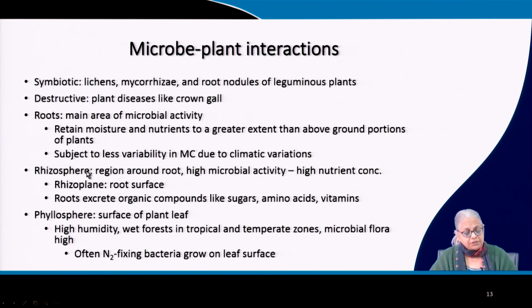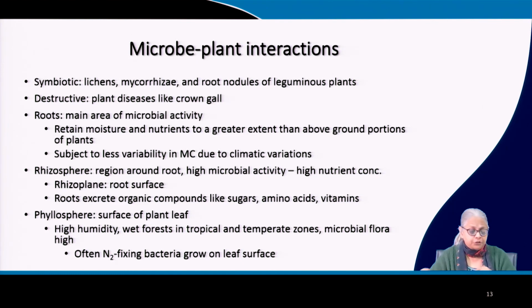Then you have the rhizosphere. The rhizosphere is the region around the root, with very high microbial activity and very high nutrient concentrations. You can probably find other examples in the textbook. There are photos that show you the rhizoplane, which is the root surface. Also remember that the root zone is the area where organic compounds are excreted from the roots, and this allows heterotrophic bacteria to thrive and survive in that root zone. So the rhizosphere, like I said, is extremely essential for the health of plants, and I'll show you examples of that. The phyllosphere is the surface of the plant leaf.